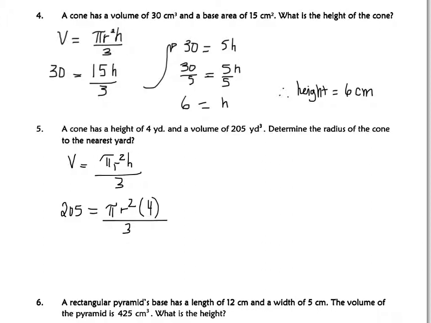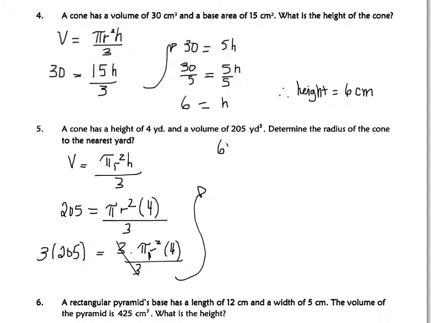So the first thing I'm going to do is eliminate the fraction by multiplying both sides by 3. Those 3's are going to cancel. So that's going to give me 615 equals 4 pi r squared. And then I want to get the r squared by itself, so I'm going to divide both sides by 4 pi.